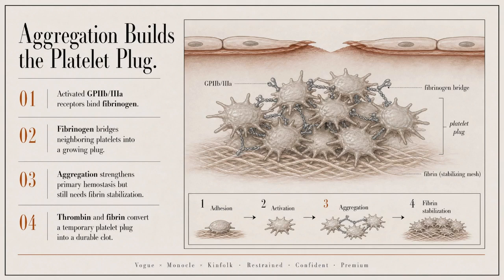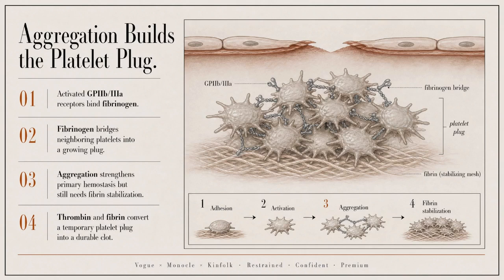Clinically, problems with platelet number or function often cause mucocutaneous bleeding because this initial plug is inadequate. Drugs that block GPIIb/IIIa strongly impair aggregation, highlighting its importance. Aggregation is the teamwork phase of platelet function, where individual activated platelets come together to form a collective plug.